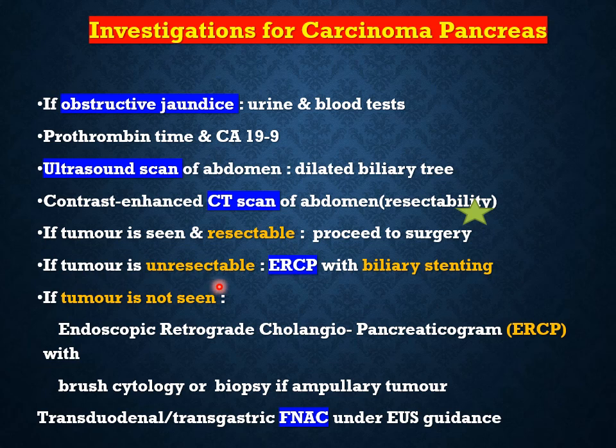However, if the tumor is unresectable on CT scan or clinically, then ERCP with biliary stenting is the best option for the patient. If, on the other hand, no tumor is seen, then the patient would need an ERCP with brush cytology and or biopsy if it is an ampullary tumor. These days, transduodenal or transgastric FNAC under EUS guidance has become the diagnostic method of choice, where you can have a closer view of the lower end of the pancreatic duct as well as the head of the pancreas and do a transduodenal biopsy of this area to confirm the cancer and also the nature of the cancer.